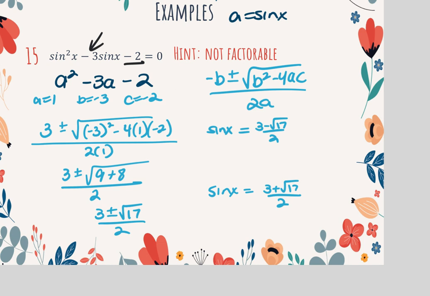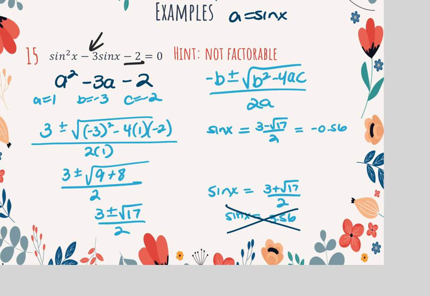If you want to type it in your calculator, you'd get 3 minus square root 17. Either put it in parentheses or hit enter and then divide by 2. And I get negative 0.56. And then 3 plus square root 17 divided by 2, and I get sine of x equals 3.56. That one cannot happen. That's an extraneous root. Sine can't be bigger than 1.